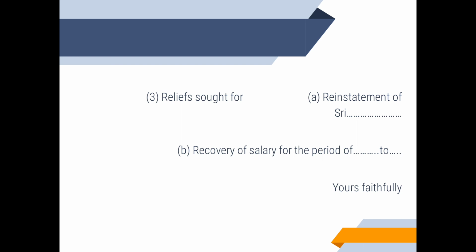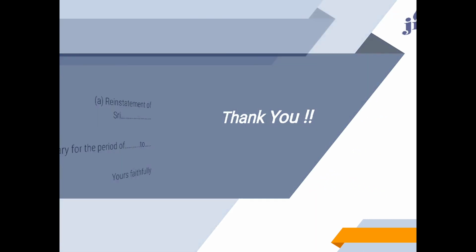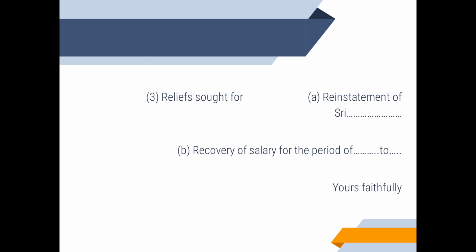After that, the relief that has been asked must be mentioned in the notice. Relief sought for: reinstatement of the person on whose behalf the notice has been drafted. Then the next relief, recovery of salary for the period of so and so, from the time of the dismissal till the action from the government side. If relief has been claimed regarding the salary as well, then it must be mentioned in the notice.